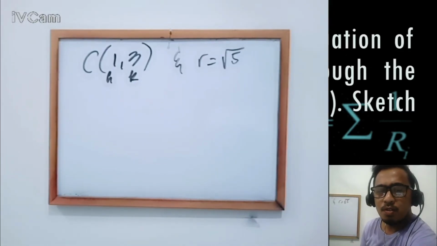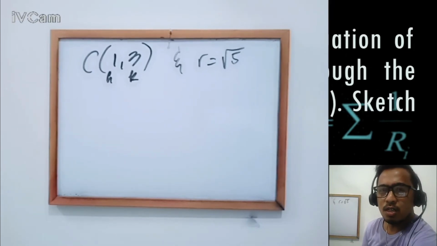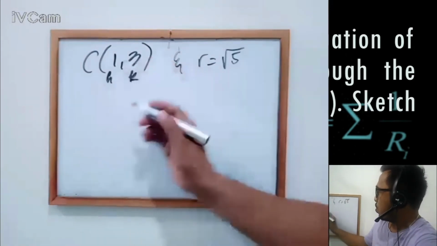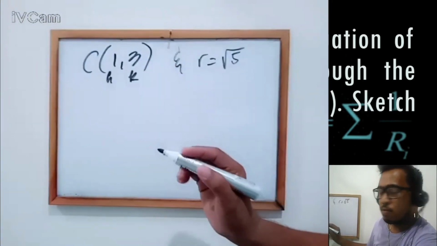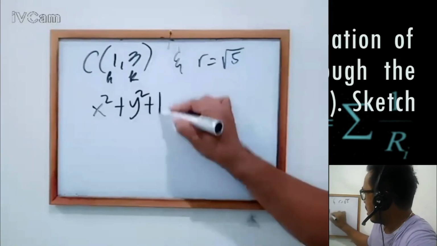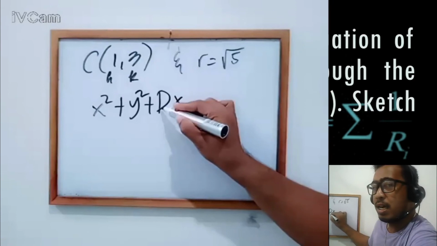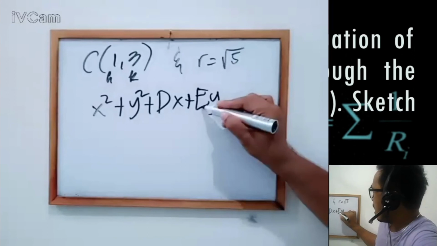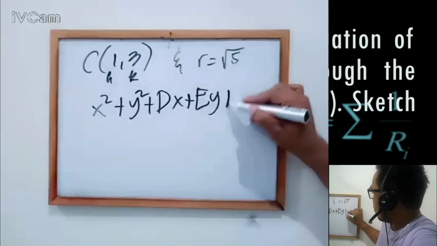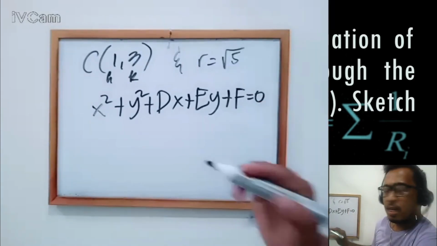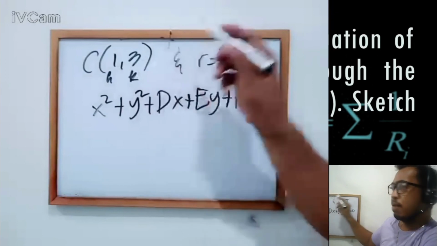Remember, in our previous video, we discussed the giving of the equation of the circle if you are provided with the center and the radius. So remember, the general form of the equation of the circle is x² + y² + dx, where d is −2h, plus ey, where e is −2k, plus f equal to 0, wherein this f is h² + k² − r².